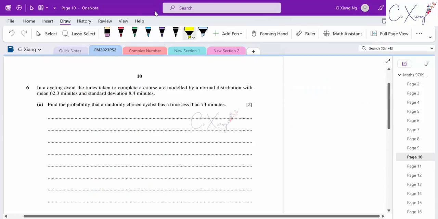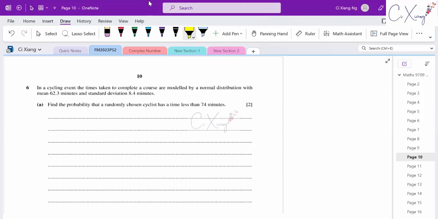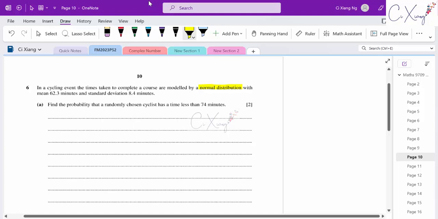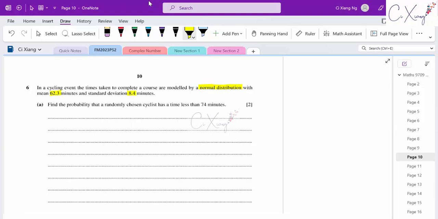Okay, so question number 6. In a cycling event, the times taken to complete a course are modeled by a normal distribution. Please highlight the keyword normal distribution. The mean is given as 62.3 and the standard deviation is 8.4. They want to find the probability that one chosen cyclist has a time less than 74 minutes.